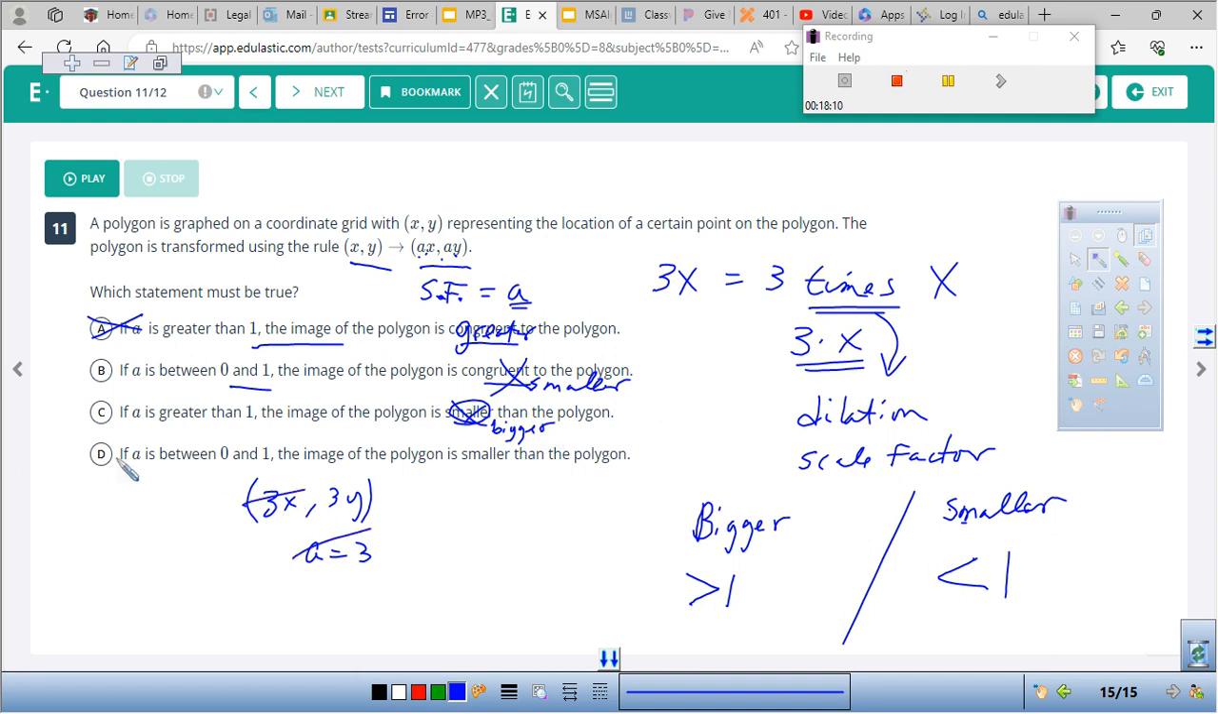So the last one, please be correct. If a is between 0 and 1, and I'm going to go for that one, say like a half. Half is between 0 and 1, so 1 half x and 1 half y. The polygon gets smaller. Yes. Finally, we got the right answer. See?